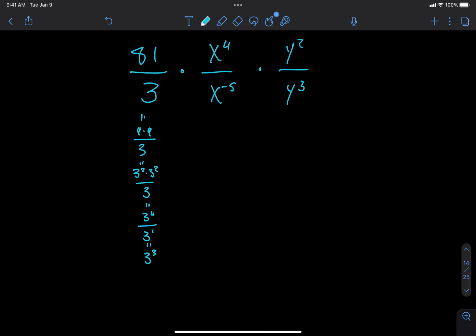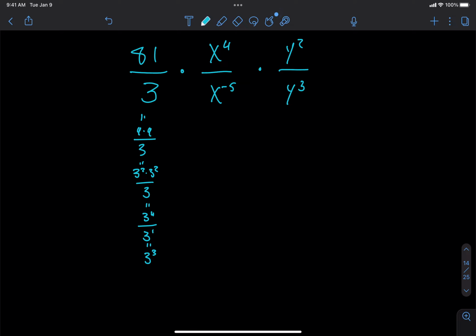Okay, let me go back through that. So I rewrote 81 as 9 times 9. We all okay with that? Then I know that 9 is 3 times 3. So I rewrote the numerator as 3 times 3 times 3 times 3. And then I divided that by 3, so I took one of the 3's away. So I ended up with just 3 3's left in the numerator.